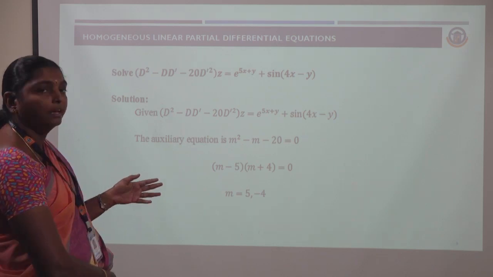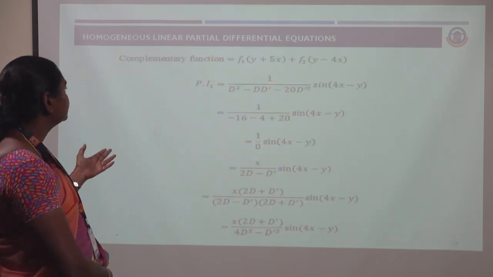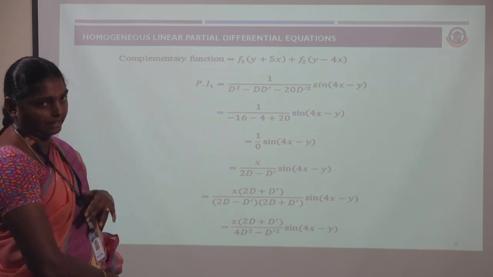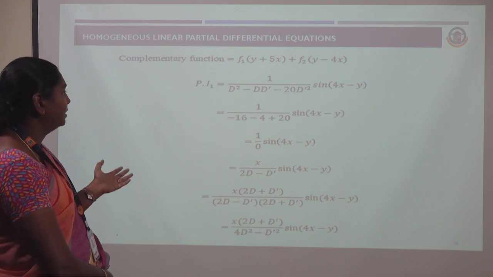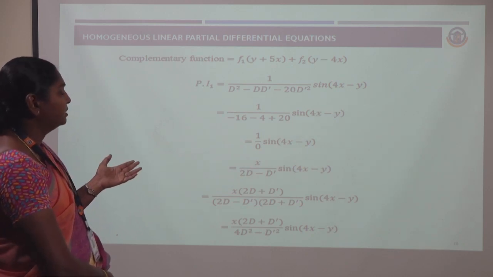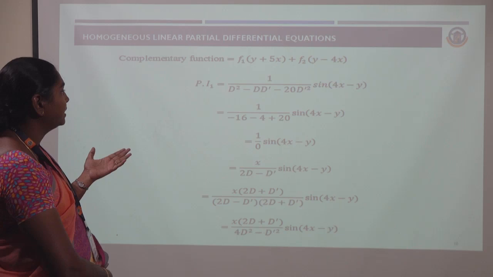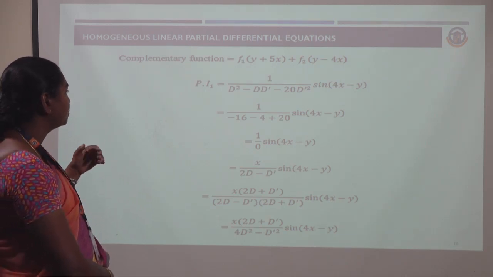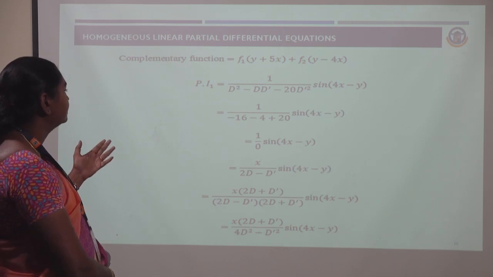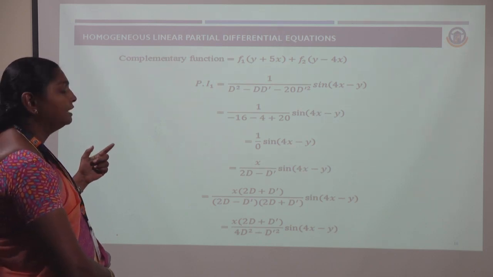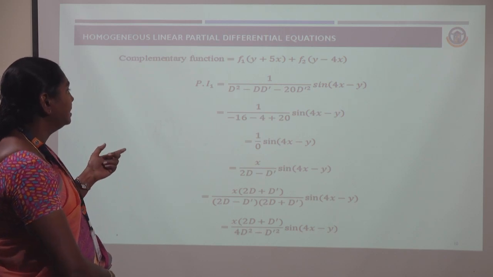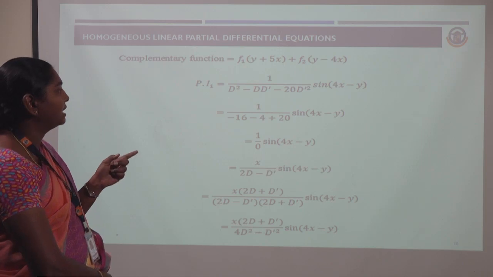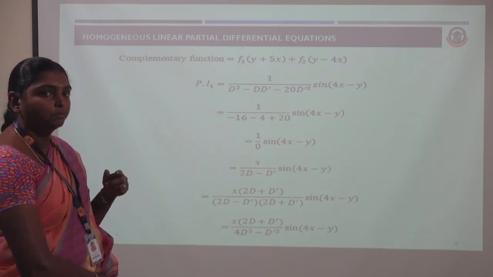So we can use the complementary function as f1 of y plus 5x plus f2 of y minus 4x. Then we can find the particular integral. For finding the particular integral, we consider sin(4x minus y) first. Here we have a sine term, so you must convert D square as minus a square, DD dash as minus ab, and D dash square as minus b square. Here the a value is 4 and the b value is minus 1.